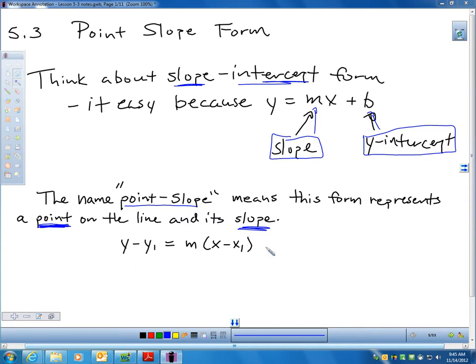And at first you might think, geez, that's going to be hard to remember. Well, really, it's not hard to remember. Let me show you where this comes from. Do you remember this formula here? Remember this? This is the slope formula. Well, this equation comes from that formula.